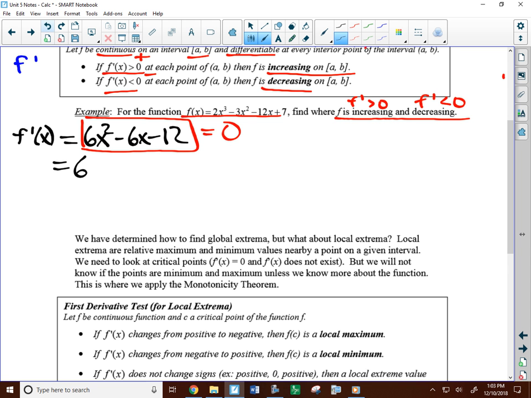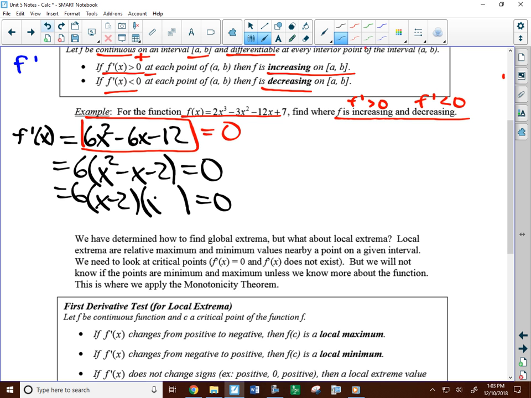So I'm going to factor out a 6. GCF, x squared minus x minus 2, equals 0. I can then factor this trinomial, x minus 2, x plus 1. I get 2, I get negative 1. Notice I get nothing from 6, because it would be 6 equals 0, not 6x equals 0. Okay, so those are the critical points. That's extreme values. That's where horizontal tangents occur.